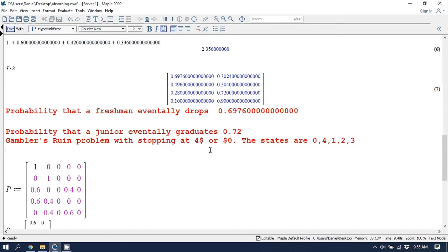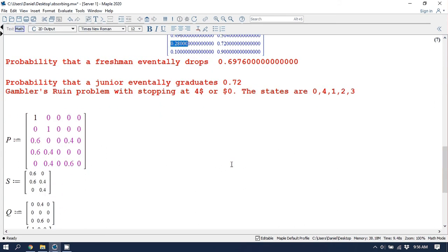Anyway, I hope it's clear in terms of the meaning of T times S, right? For instance, let's talk about another one. I'm not going to write it down. What's 0.28? What's the meaning of that? Well, the probability that a junior, right, eventually drops is 0.28.